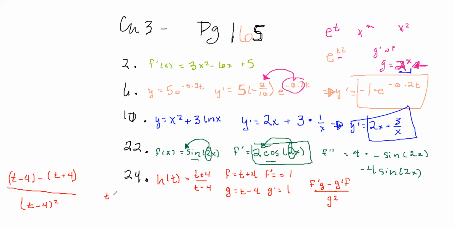So we have t minus 4 minus t minus 4. I'm just distributing that negative sign. Over t minus 4 squared. These t's, we're going to lose the t, so this is -8 over t minus 4 squared. And that is our derivative.